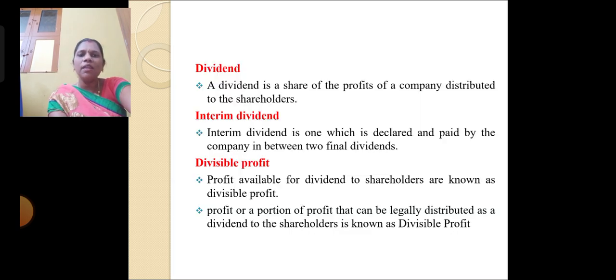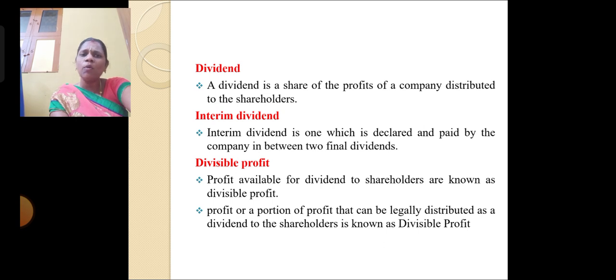Next, we discuss the various terms used in the final accounts of a company. First, we discuss dividend. Dividend is nothing but the amount given to the shareholders out of profit or reserve, distributed to the shareholders of the company. Next, we discuss interim dividend. Interim dividend is one which is declared and paid by the company in between two final dividends. Once in a year is the final dividend; interim dividend may be given every six months, that is, twice in a year.